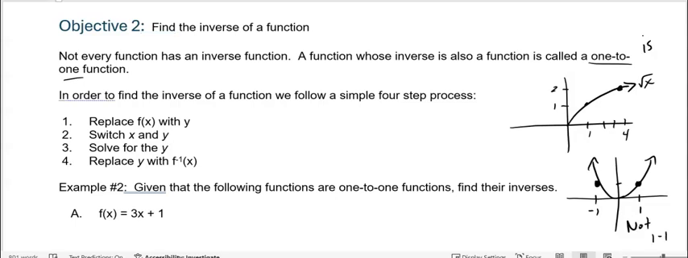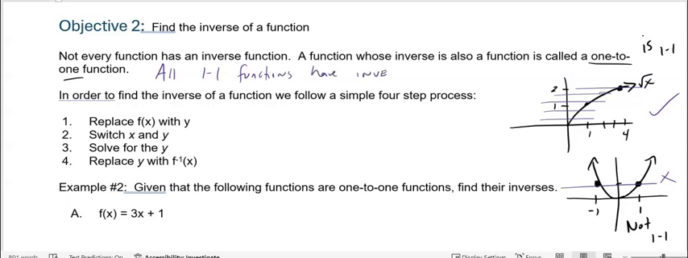This one is one-to-one. So it'd be nice if we had a little test for that called the horizontal line test. If I draw a horizontal line and it only hits one spot, for each horizontal line, it's one-to-one. If I draw a horizontal line and it can hit twice, not one-to-one. Okay, so all one-to-one functions have inverse functions. So first we've got to decide if it has an inverse before we find it. Okay, so how do we do that?